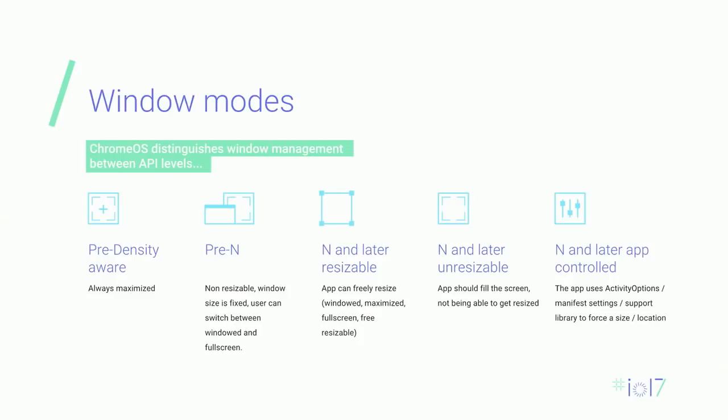But that is pre-N. If you're moving to N, what I told you already, it's a good idea to do. You then have the full freedom of getting resizable. You can be full screen, you can be windowed, and so on. And if you don't want to be resizable in N, you can say, I want to be unresizable, which essentially puts you in the full desktop. And the last thing is, you can have an application which essentially dictates to us, hey, I want to be this size and at this location, and we respect that.